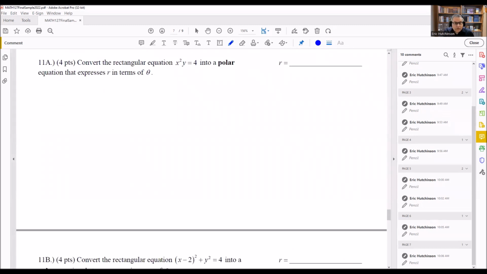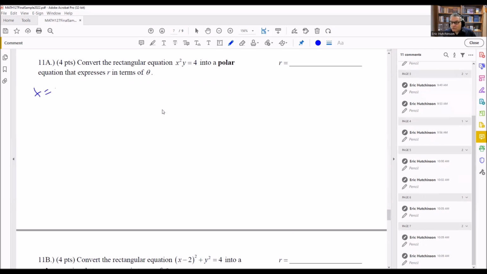Number 11, convert rectangular into polar. Now, in order to do this, we have to know what to plug in. So we're going to do x is equal to r cosine theta and y is equal to r sine theta. These are the two main definitions that you need to know for this. Wherever you see an x, we're going to put our cosine, and for the y, we're going to put our sine. So let's put that in now.